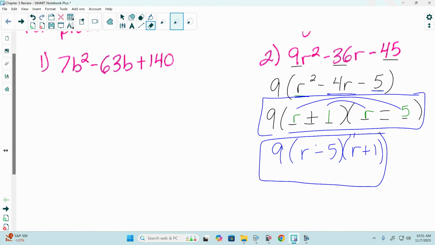Questions on 1 or 2? Because 1 is almost the exact same. We would just factor 7 out instead of 9. You just need one of those two.